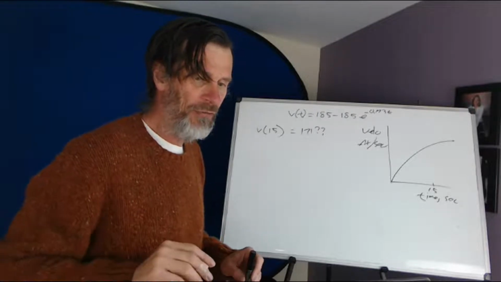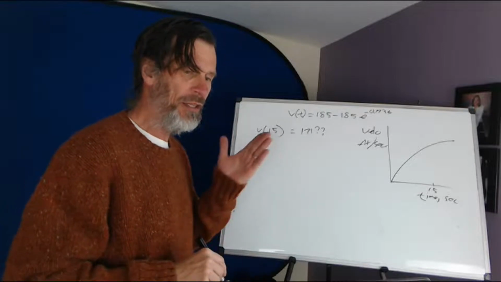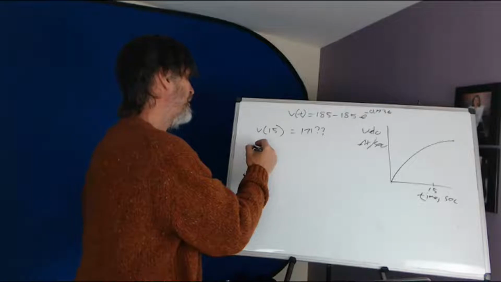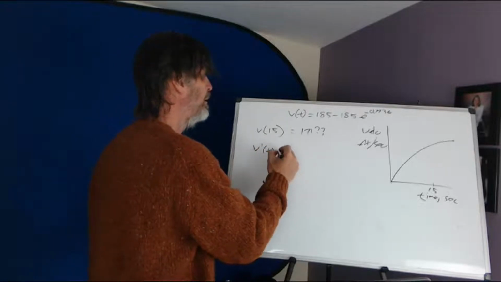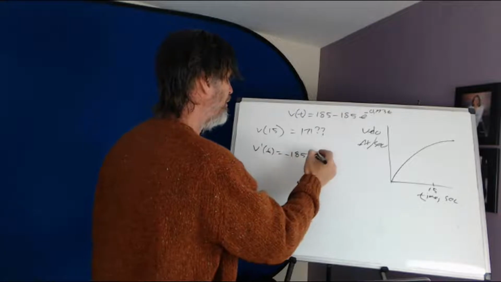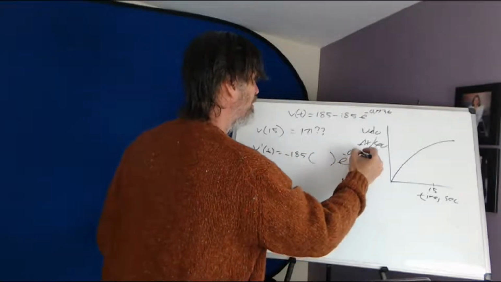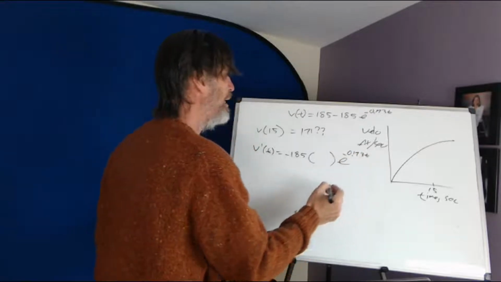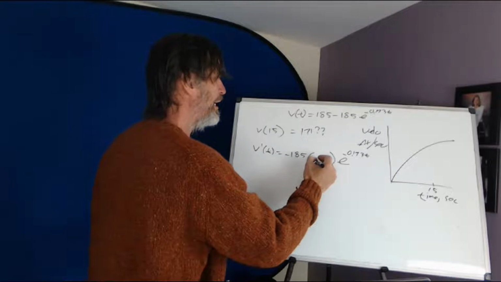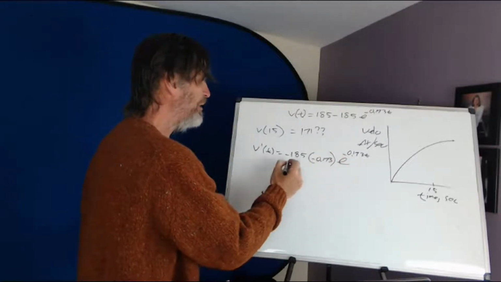How quickly is her velocity increasing after she jumps out of the balloon? Well, how quickly the velocity changes is going to be the derivative. So let's go v prime of t. That one goes away, so it's negative 185, e to the negative 0.173 t. Remember, on derivatives, we just bring the derivative of that power down, negative 0.173. And I did this one yesterday.